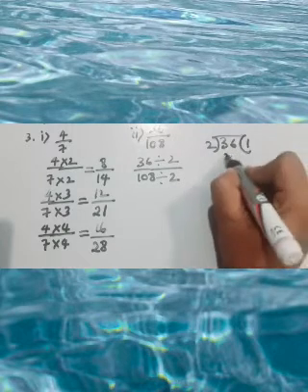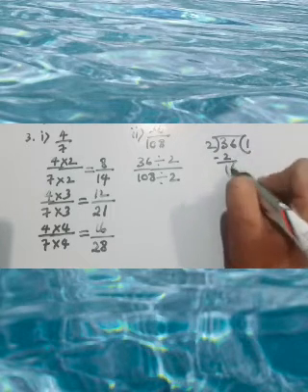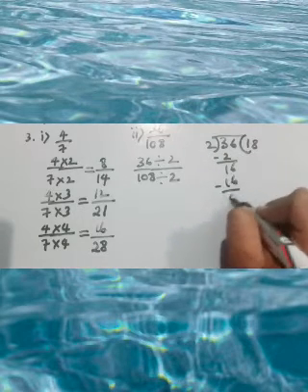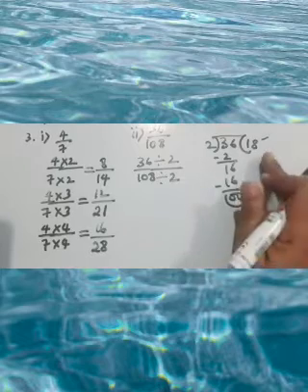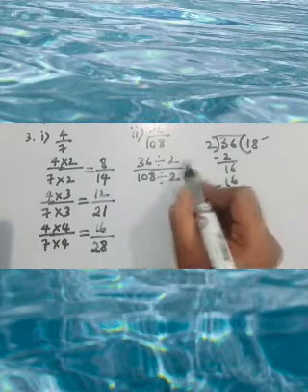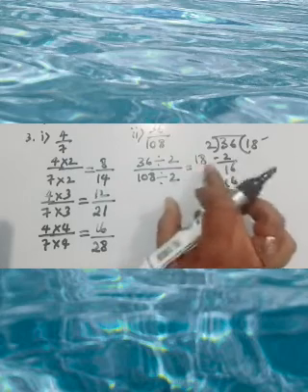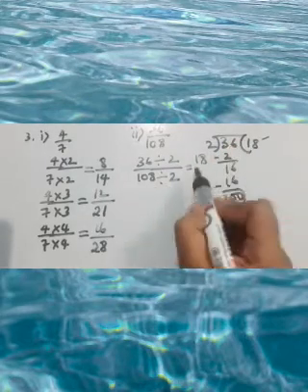2 1s are 2. 6 you take it down. 2 8s are 16. So in the quotient you get 18. So I write 36 by 2 as 18. Otherwise you know the table, 18 twos are 36.